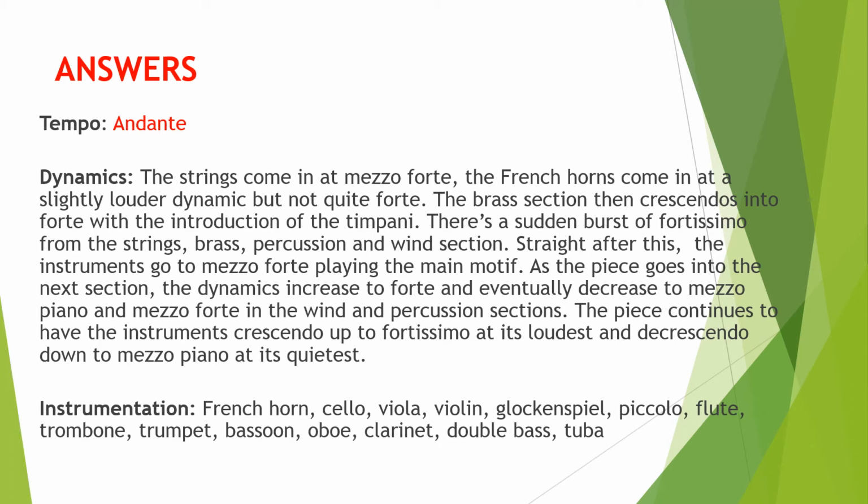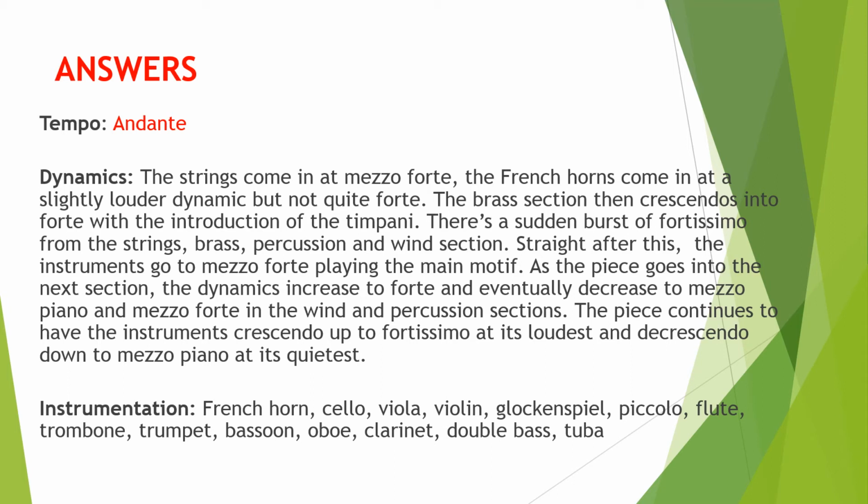I would now like you to take a different colored pen and to mark and add on to your answers. The tempo is andante. Here is some information about dynamics. The strings come in at mezzo forte. The French horns come in at a slightly louder dynamic, but not quite forte. The brass section then crescendos into forte with the introduction of the timpani. There's a sudden burst of fortissimo from the strings, brass, percussion, and wind section. Straight after this, the instruments go to mezzo forte, playing the main motif. And remember, the motif is the musical idea.